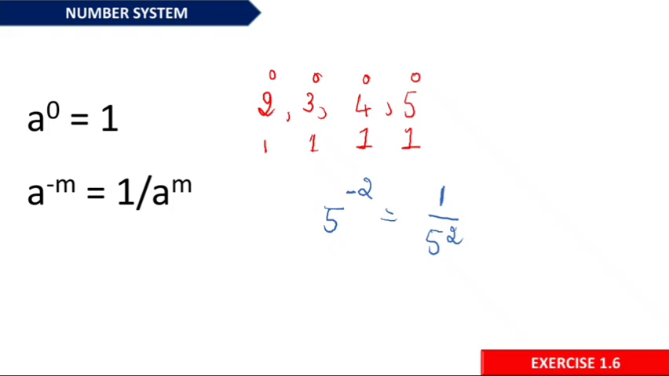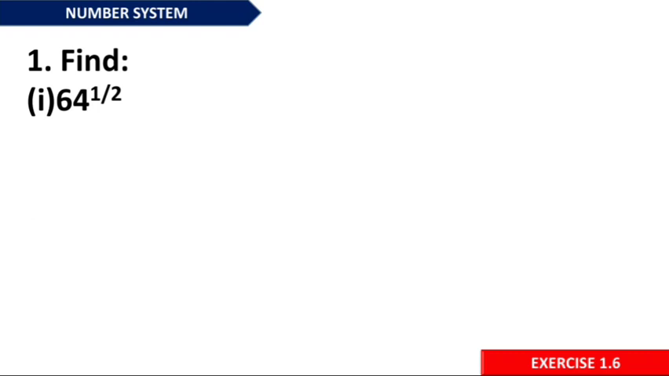Now let's solve the problems related to this exercise part. First question, 64 to the power half. There are two methods to solve this question. First you have to see the base here, which is 64, and you have to see the denominator of the power. Half is the power, so 2 is the denominator of the power.